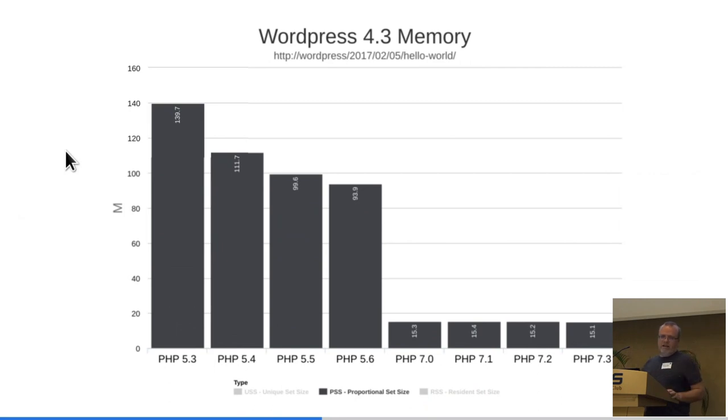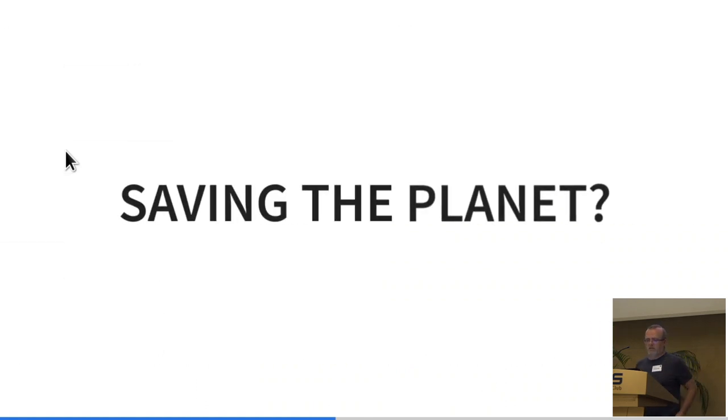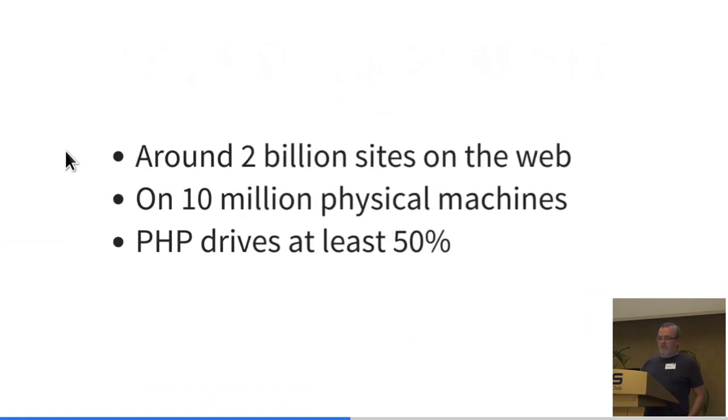Memory-wise, PHP 7 is awesome. It uses a fraction of the memory that PHP 5 does. If you're still on PHP 5, you shouldn't even be in this room. You should be at home, at the office, upgrading. There's no way you should have time to be sitting here, because it's crucial. Get off of PHP 5, get onto 7. It's better for everything to do that. It's better for the planet too, right?